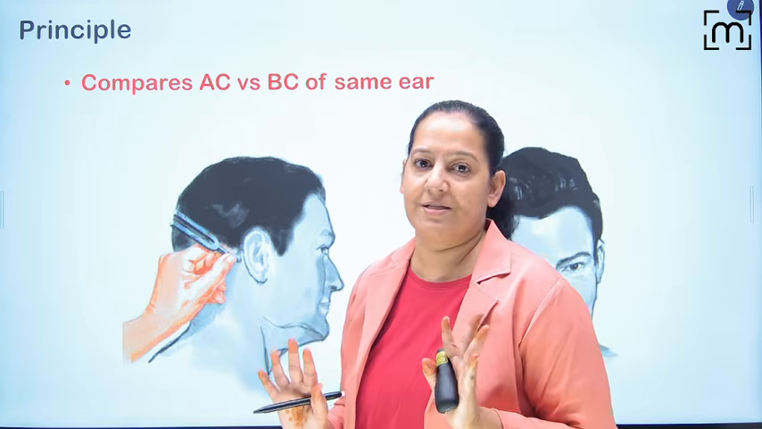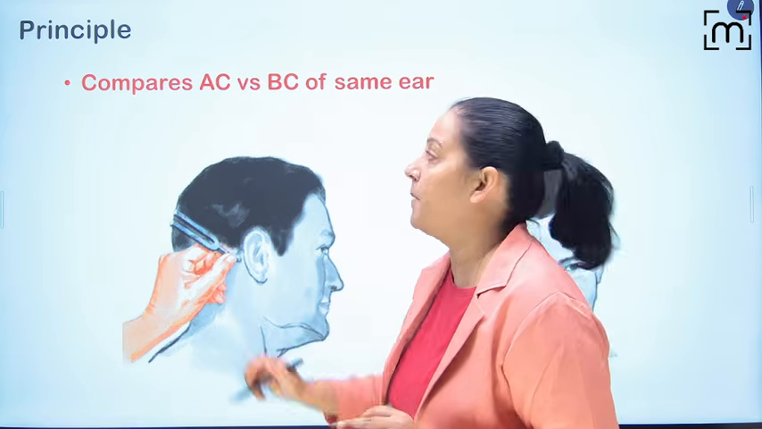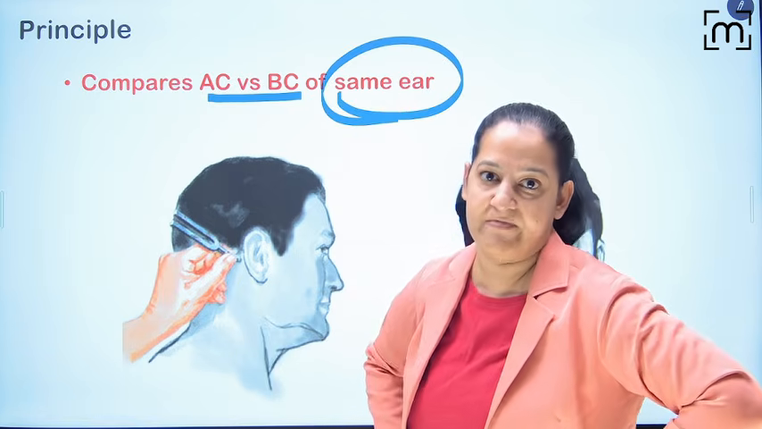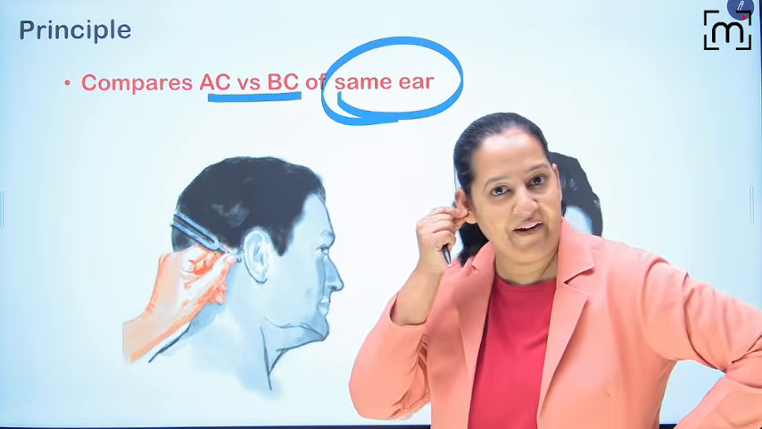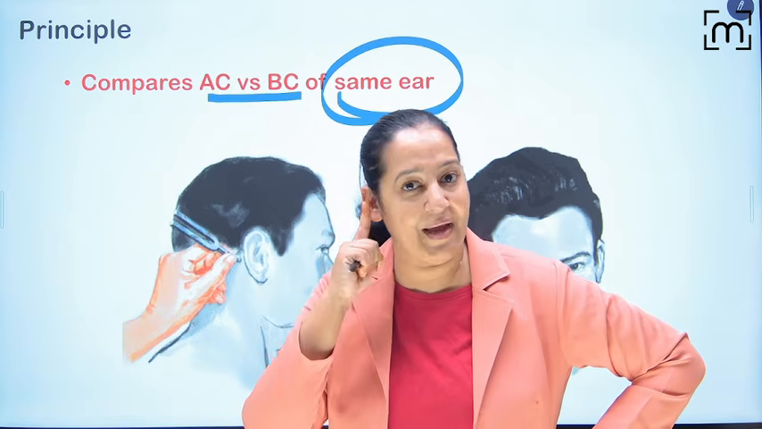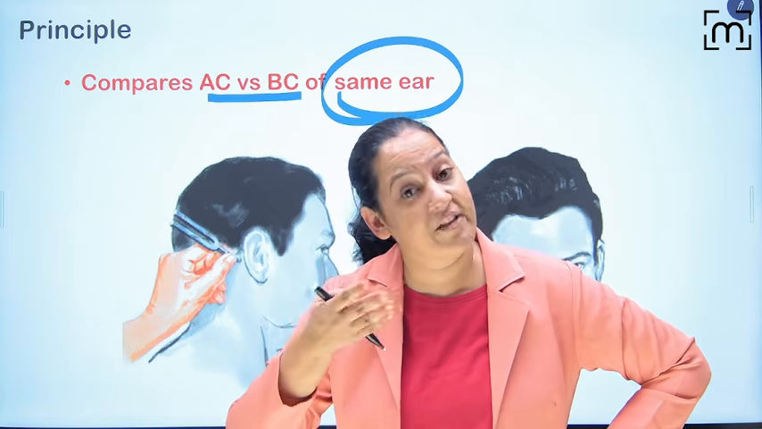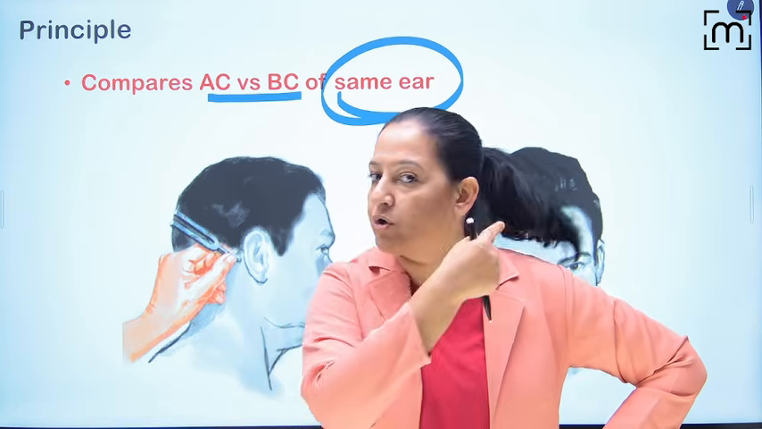Always write the principle of the test. What we are doing, we are comparing AC and BC of the same ear. Highlight the words same ear. Take my right ear, suppose. I'm testing my AC, I'm testing my BC and comparing both. Comparing my own AC with my own BC of the same ear, not of 2 ears.